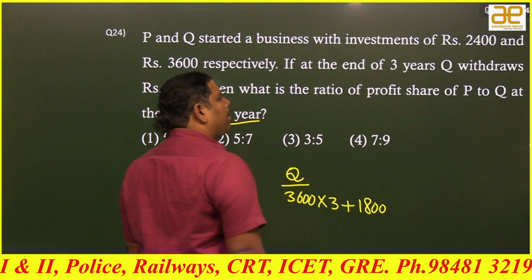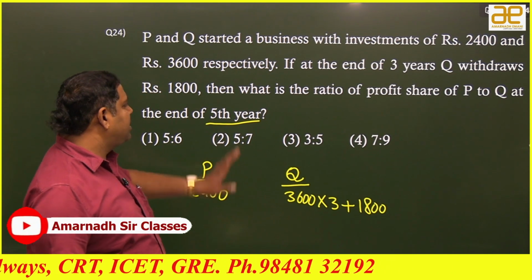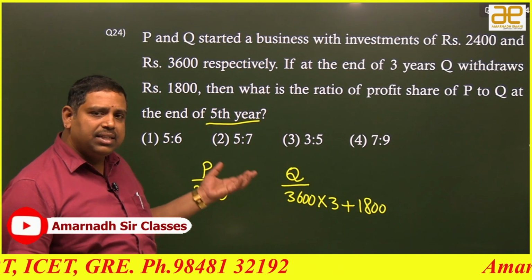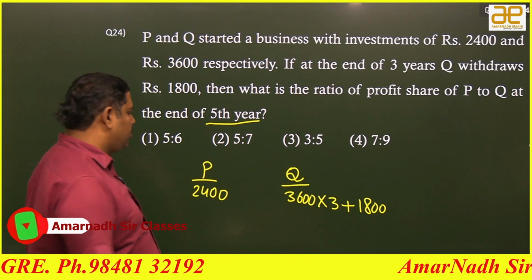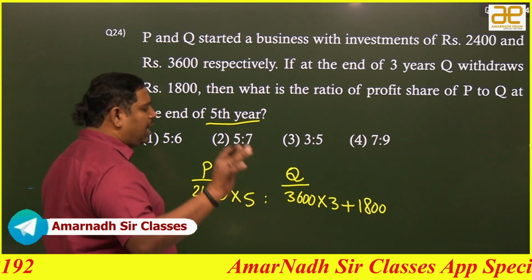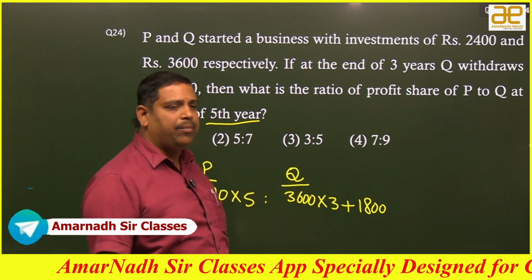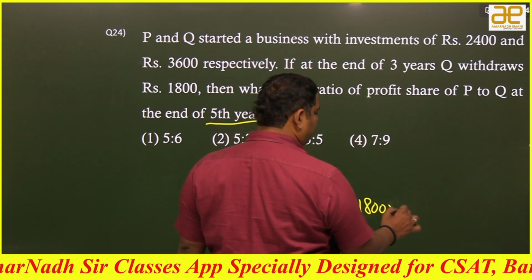Now we have to work out the time periods. The total business ran for 5 years. P is in the business from the starting till the end, so it is 5. Coming to Q, out of 5 years, this is 3 years, means the next is 2 years. 2 years means into 2.